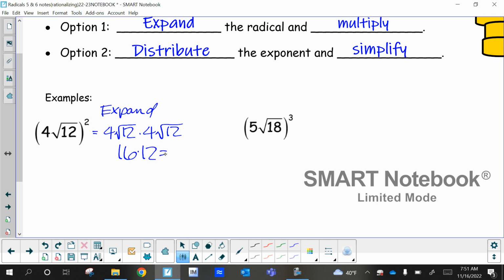So now you just have to put 16 times 12 in your calculator. So what is 16 times 12? Let me grab my calculator.